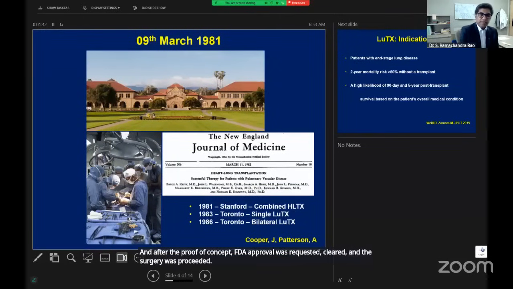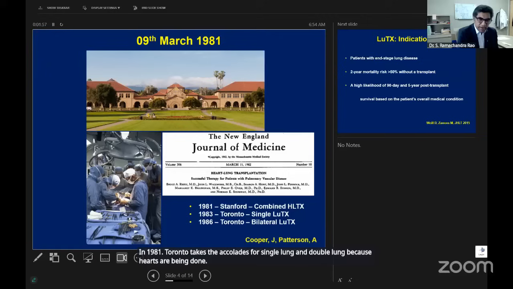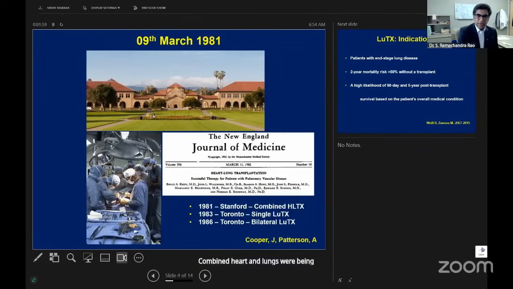Once publications and global acceptance and proof of concept were established in 1981, Toronto takes the accolades for single lung and double lung, because combined heart and lungs were being done. Why can't we just do lungs? We don't need the hearts. So Dr. Cooper and Dr. Patterson's team were the pioneers with respect to establishing isolated lung transplantation.